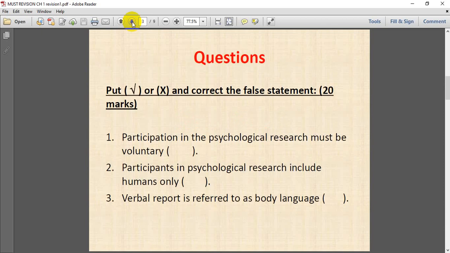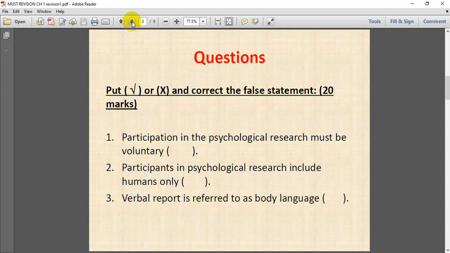Question number 1. Put true or false and correct the false statement. Participation in psychological research must be voluntary. Question number 2, participants in psychological research include humans only.